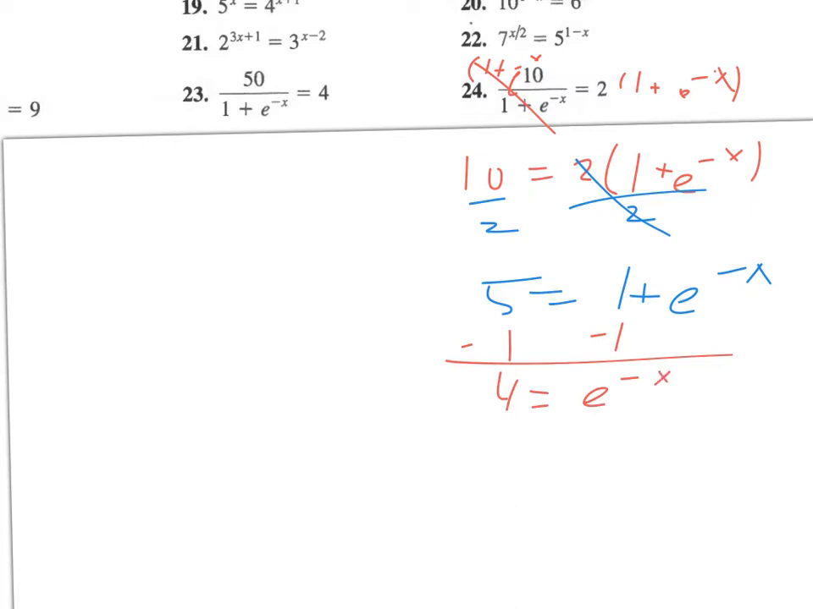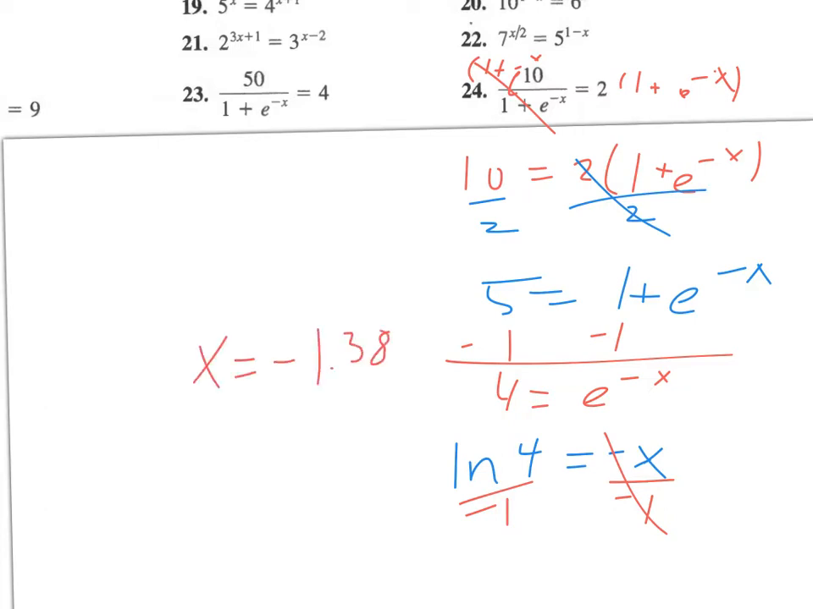And then I'm ready to switch to log form since I have my base isolated. So I'm going to switch it to log base e, but that's just ln. The new partner is 4, and then negative x is isolated. So I'm just going to divide this by negative 1 on both sides. So I isolate my x. I'm just going to type this into my calculator. It's really negative ln 4, which is really the same as ln 4 divided by negative 1. So let me see what that is. So that's going to come out to x equals negative 1.3863.